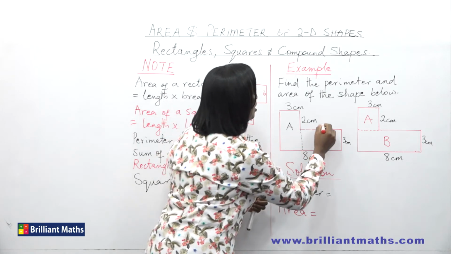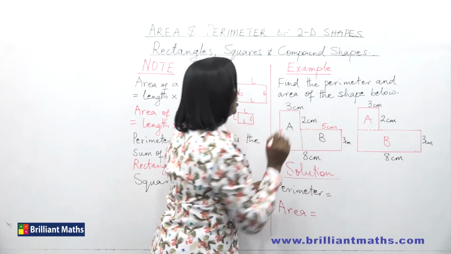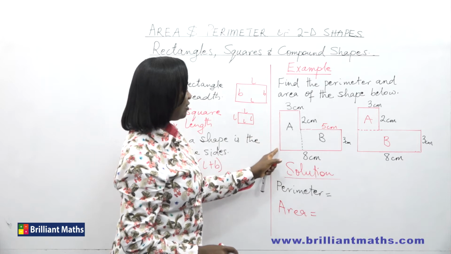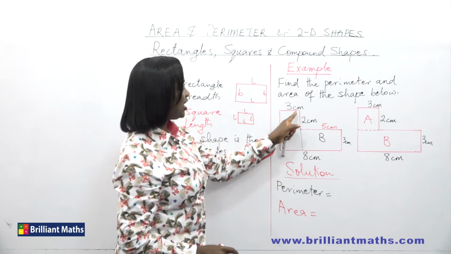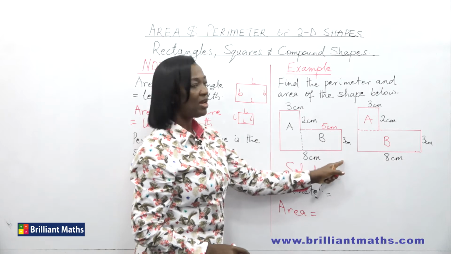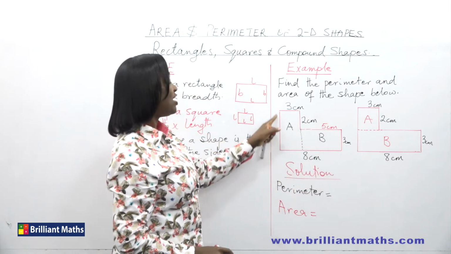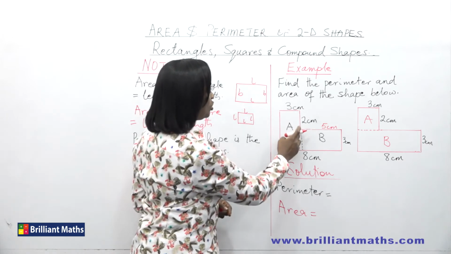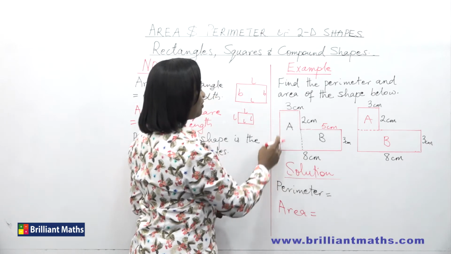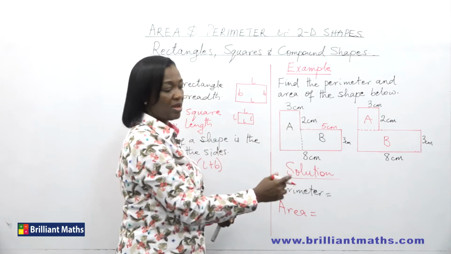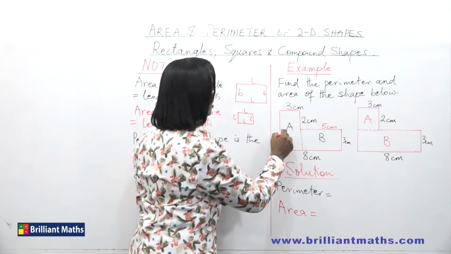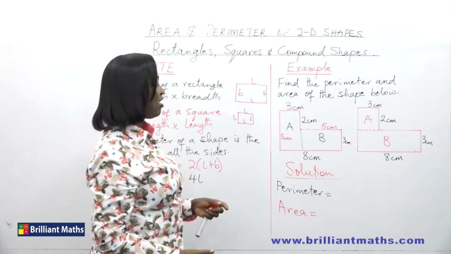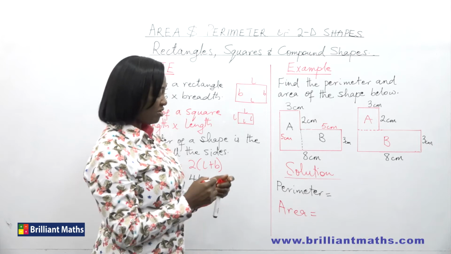I'll write it in a different color because we just found it. So that's 5 centimeters. We have this vertical line, and we don't know the length. But we know the length of this vertical line and this vertical line. So to find the length of any vertical line, compare with the other vertical lines in the shape. So this is 2, and that is 3. So the length of this side is 2 plus 3. So again, that is 5 centimeters. So now we can find the area, and we can also find the perimeter.